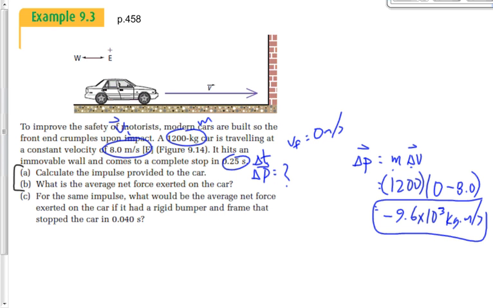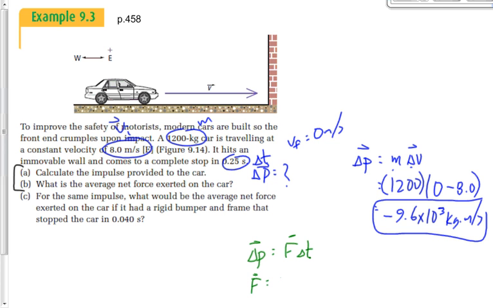What's the average net force exerted on the car? Question B, the average net force. Like I said a minute ago, if you're stuck, you can go back to F is equal to M times A. That's a force. Get A, plug it in there, solve for force. That'll work. But there's a more efficient way of doing B now. We want to find the average net force. Let's say delta P is equal to F times delta T. We already got delta P, the impulse. We just found it, negative 9.6.